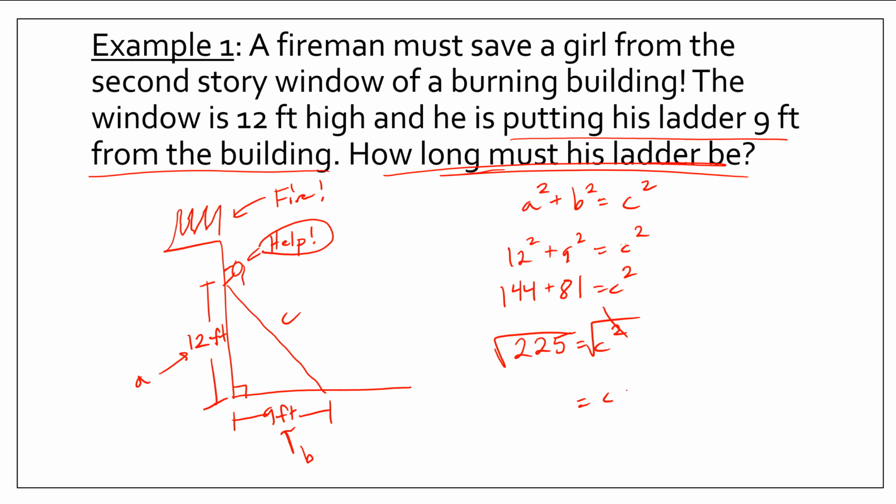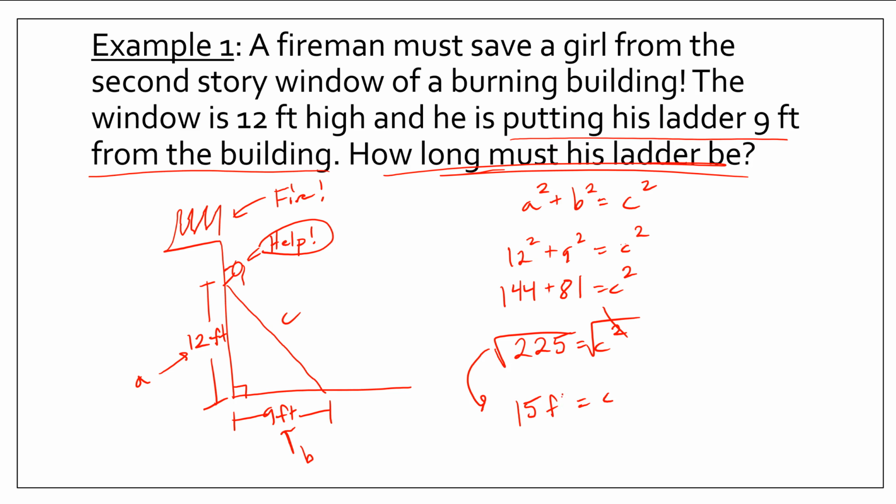So I'll be left with just c. What's the square root of 225? Well, it's 15. Now, I should use the plus or minus 15 technically, right? Because every time I take the square root in a problem, a plus or minus shows up. However, think about the problem. Does it make sense for the side of a triangle to be negative? No, definitely not. So we're just going to use positive 15 here.